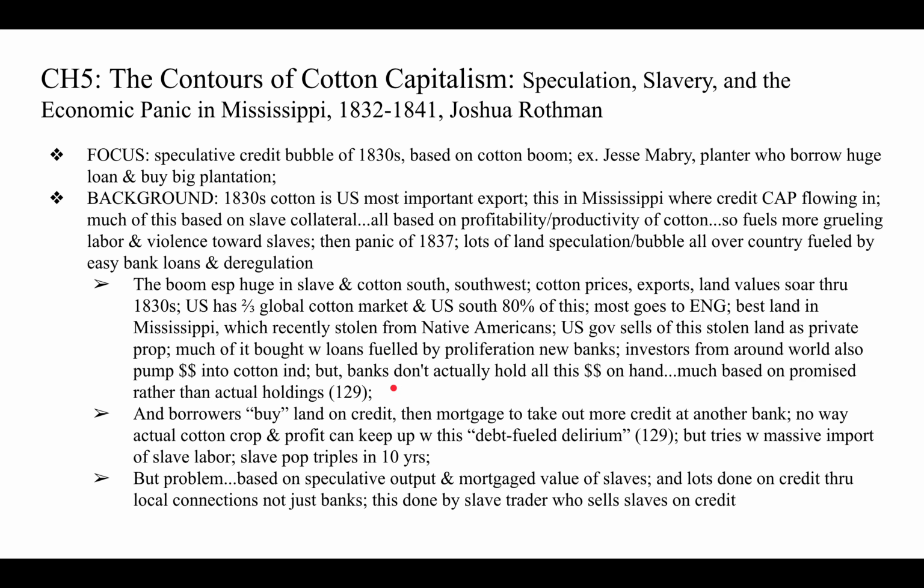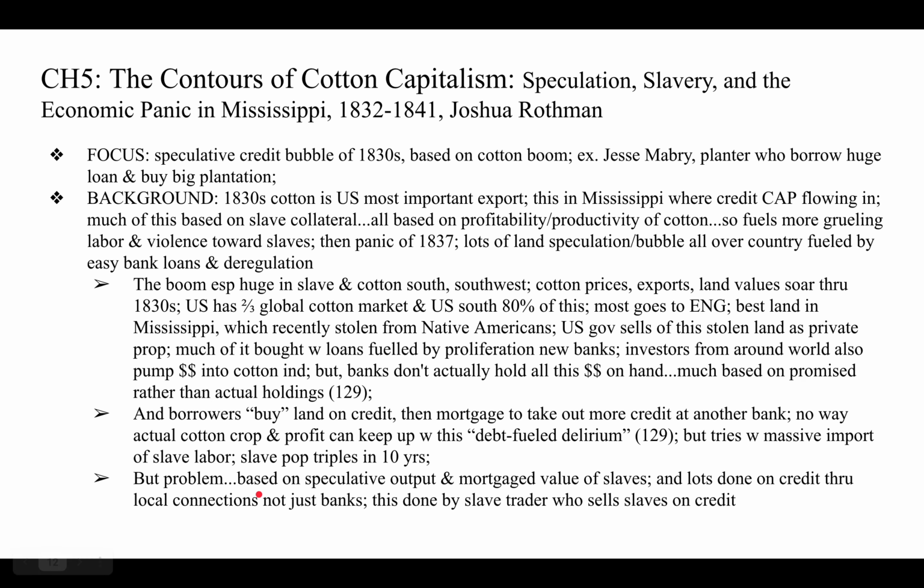And as borrowers, quote, "bought land on credit, then mortgages were taken out to borrow more credit from another bank." So there was no way that the actual cotton crop or profit could keep up with this, what Rothman calls a debt-fueled delirium. But people tried, nevertheless, with a massive import of slave labor so that the slave population tripled in a 10-year period.